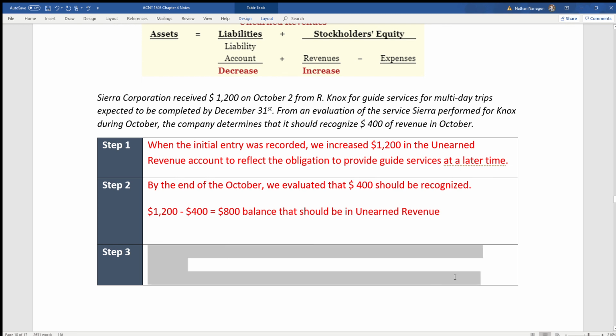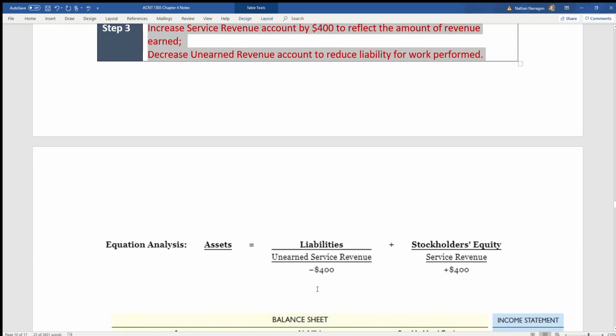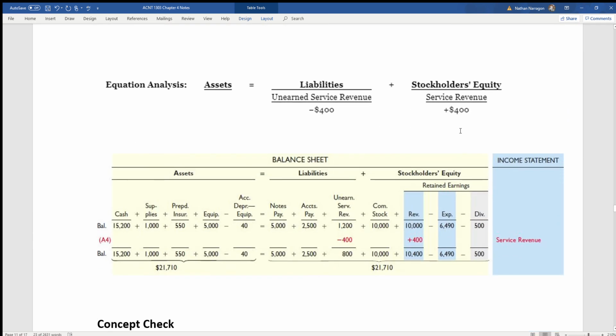So, what accounts are affected? Well, of course, unearned revenue will have to basically decrease to show the reduced liability. And then service revenue will of course get the 400 boost to show the amount earned. So again, here's our accounting equation. So there's negative 400 unearned service revenue and 400 in service revenue.